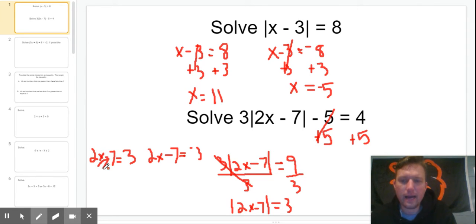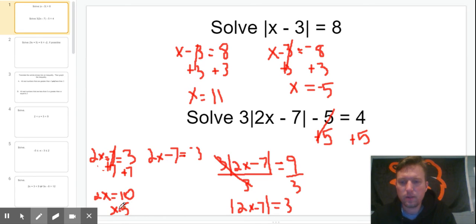So here I could add 7 to both sides so that the 7s cancel each other out, and I'm left with 10. So then I have 2x equals 10. We divide that out and I'm left with x equals 5. Wonderful. Now, that's just one of my solutions.